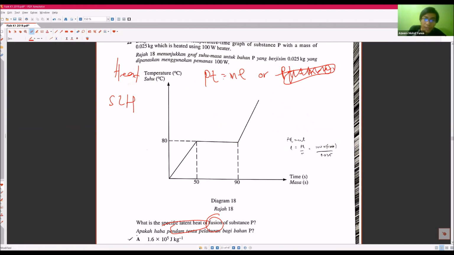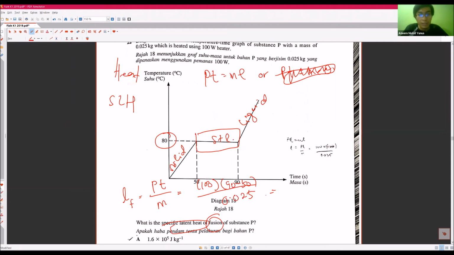If we use this one, fusion means from solid to liquid. So here solid plus liquid. That must be this region over here where the temperature is constant. If you want to use that formula, L_F equal to Pt over m. So the power is 1000, time is 90 minus 50, divided by the mass, which is 0.025.